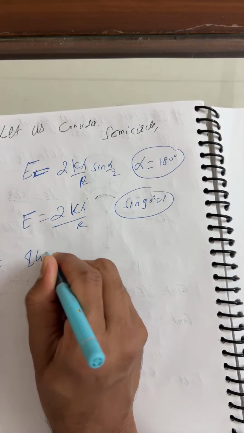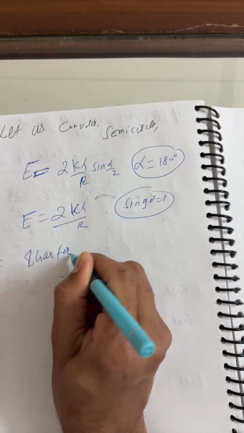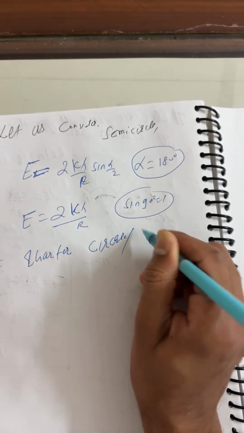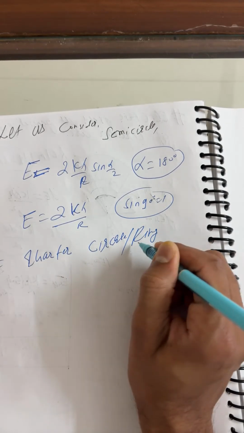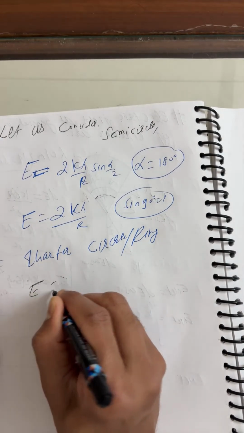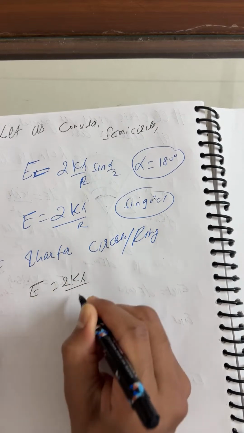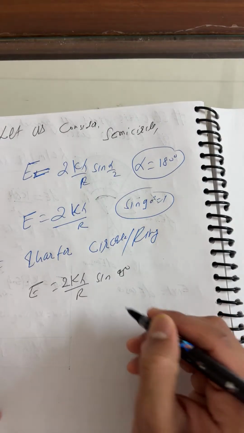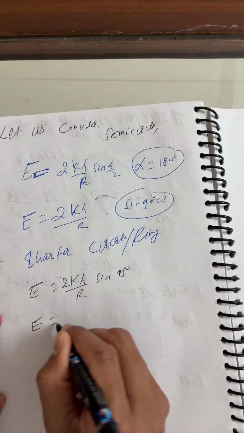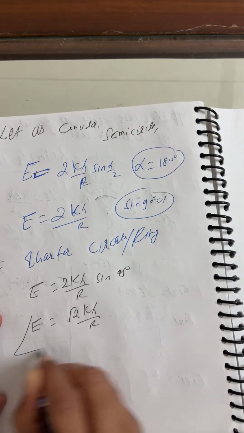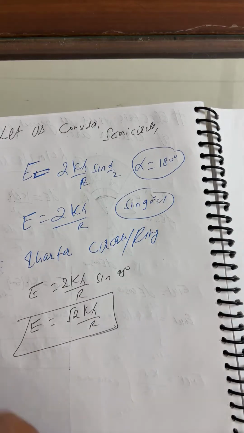Now take a quarter circle. Here it is 2K lambda by R times sine 45 degrees, which is 1 by root 2. Applying rationalization, you will get the electric field as root 2 K lambda by R. Like this I can derive all the results.